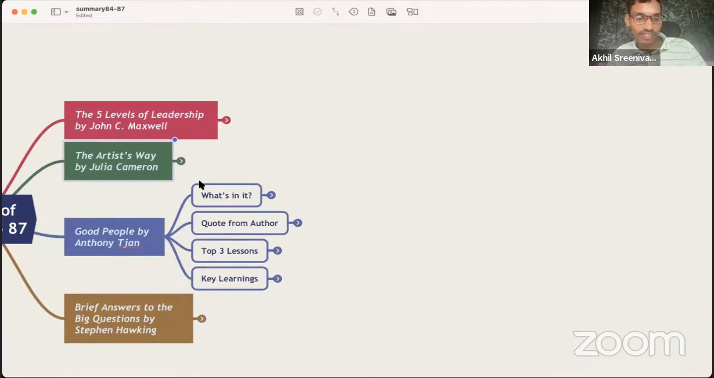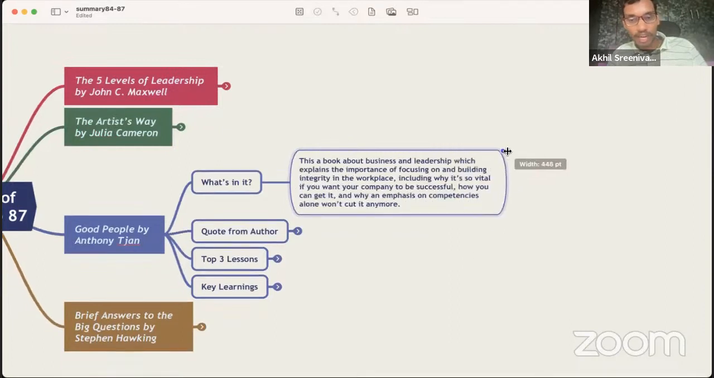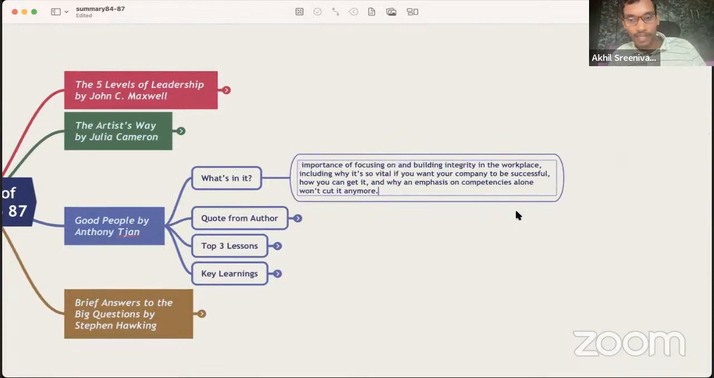The third book that we can see from here is Good People, written by Anthony Zan. Let us listen from here. This book is all about business and leadership, which explains the importance of focusing on and building integrity in the workplace, including why it's so vital if you want your company to be successful, how you can get it, and why an emphasis on competencies alone won't cut it. So Good People focuses on business and building integrity in the workplace.